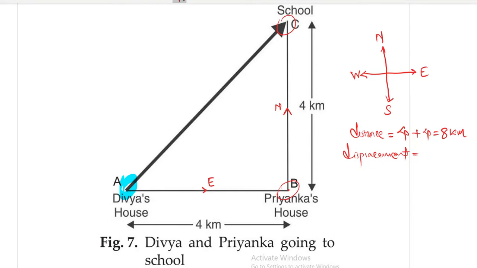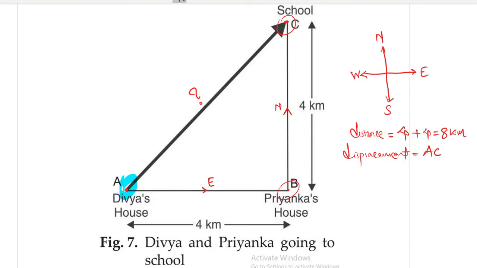Now, the definition of displacement says that it is the length of the shortest path between initial and final point. Initial point is Divya's house, final point is the school. We have to find the length of this particular line, that is AC. Displacement is equal to AC. So how do we find the length of AC?